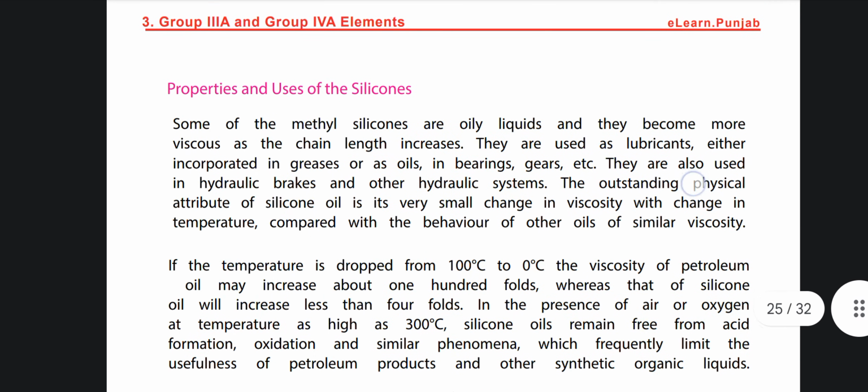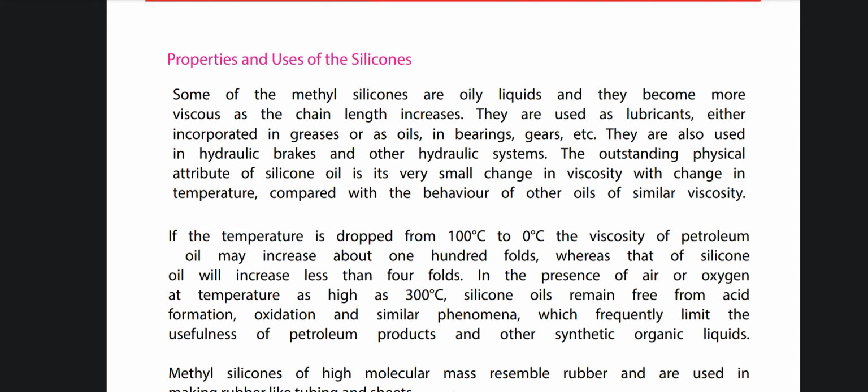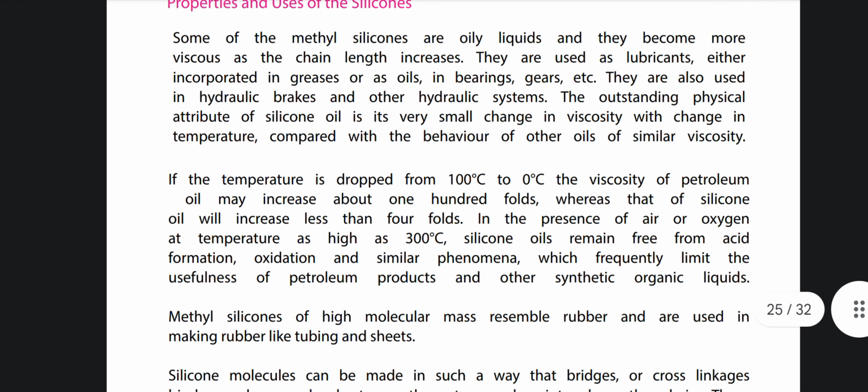Properties and uses of silicones. Some of the methyl silicones are oily liquids and they become more viscous as the chain length increases. They are used as lubricants, either incorporated in greases or as oils in bearings, gears, etc. They are also used in hydraulic brakes and other hydraulic systems. The outstanding physical attribute of silicone oil is its very small change in viscosity with change in temperature compared with the behavior of other oils of similar viscosity.